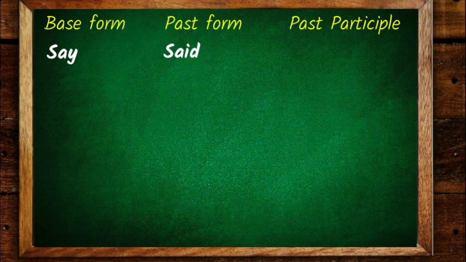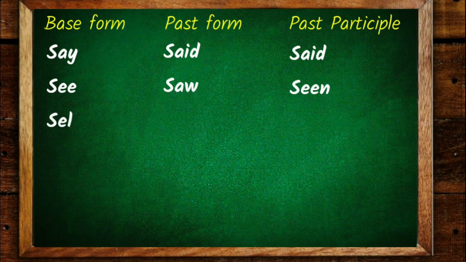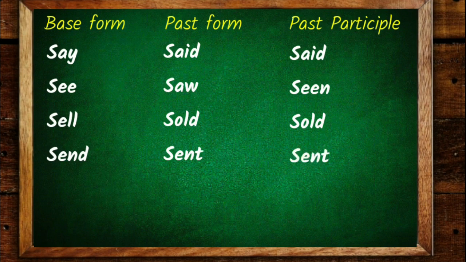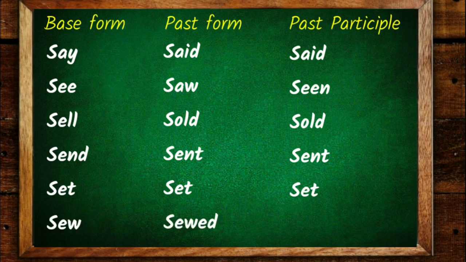Say, said, said. See, saw, seen. Sell, sold, sold. Send, sent, sent. Set, set, set. Sew, sewed, sewn. Say, said, said. See, saw, seen. Sell, sold, sold. Send, sent, sent. Set, set, set. Sew, sewed, sewn.